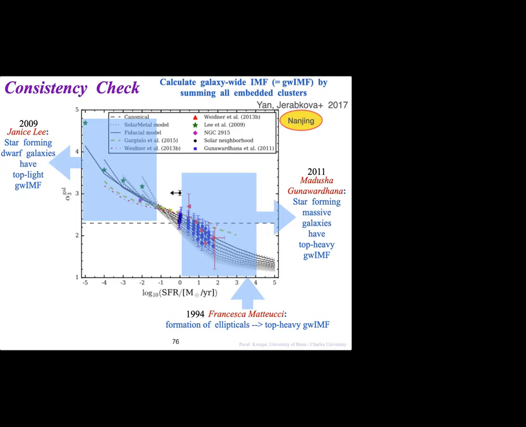So based on what you said, can I just understand this plot as being the relation between alpha 3 and the total mass of the galaxy? Yeah, basically that's it. Exactly. So it's also true for ellipticals. When ellipticals formed, they were in this regime of star formation rate, and they had very top-heavy IMFs. And Francesco Matteucci already discovered that a long time ago.